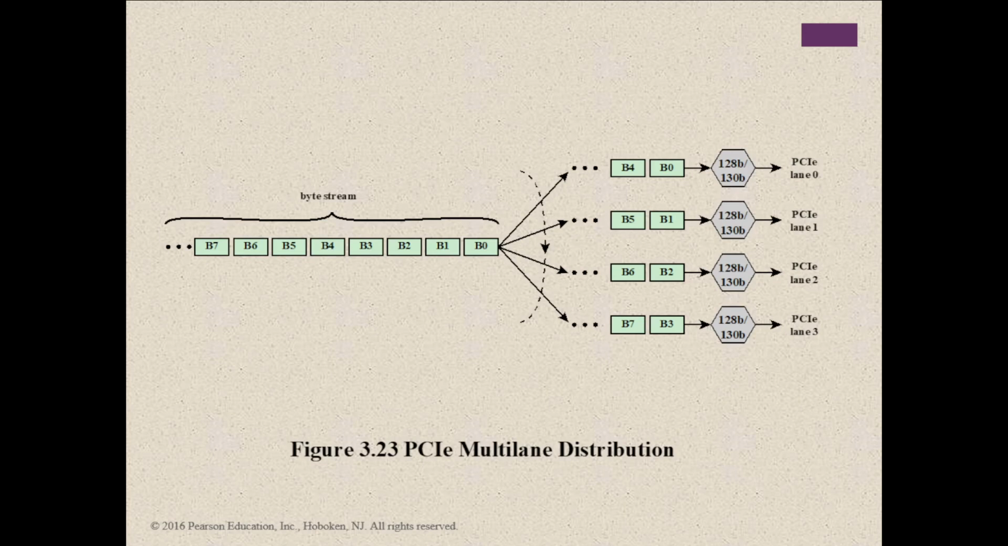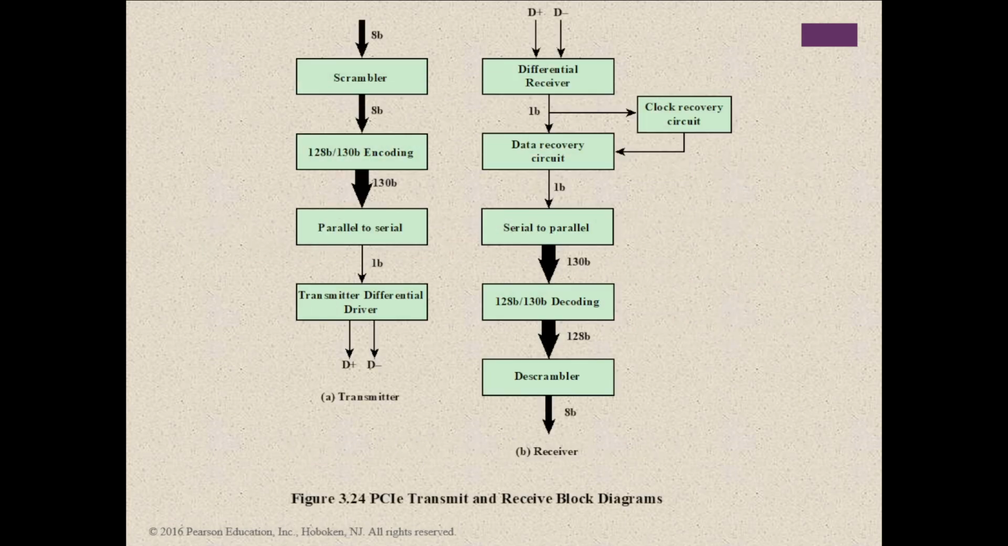So next we have another figure, figure 3.24, PCIe transmit and receive block diagrams. 3.24a is for the transmitter and 3.24b is for the receiver. A common approach, and the one used in PCIe 3.0, to overcoming that problem of a long string of bits of one value, as discussed in the previous slide, is scrambling. Scrambling, which does not increase the number of bits to be transmitted, is a mapping technique that tends to make the data appear more random.